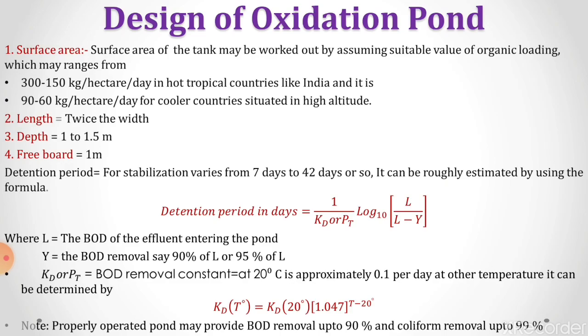Design of oxidation pond. The surface area of the tank may be worked out by assuming a suitable organic loading, which may range from 300 to 150 kg per hectare per day in hot tropical countries like India, and it is 90 to 60 kg per hectare per day for cooler countries situated at high altitude. Length should be twice the width. Depth should range between 1 to 1.5 meter, and freeboard should be provided as 1 meter. So after considering the freeboard, the depth should be finalized.